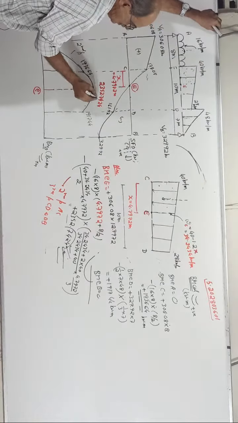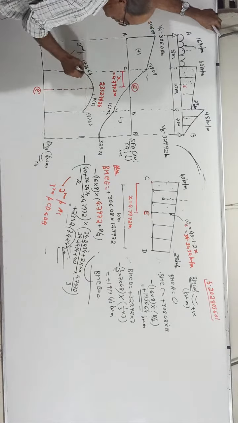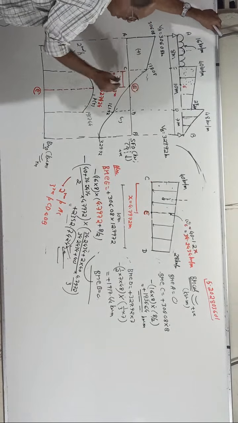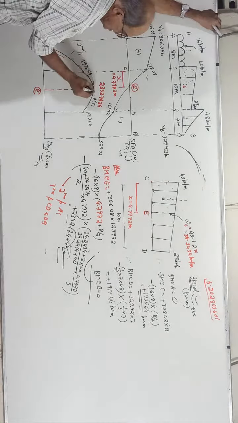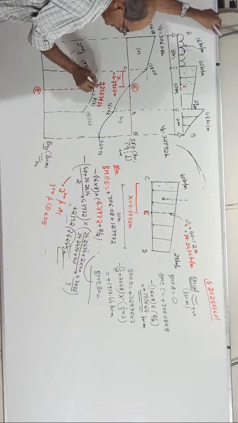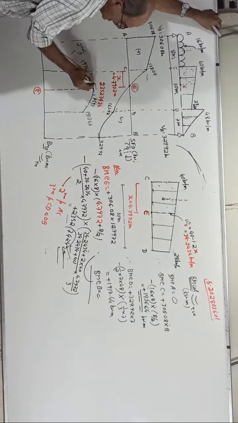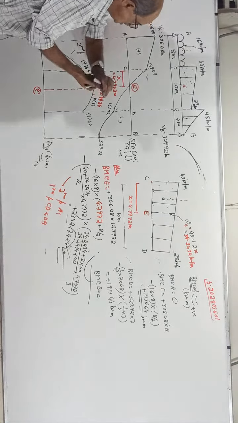This is a parabola of 3rd degree from here to here, with the highest value here, where the shear force is 0. So if you draw a tangent here, the slope should be 0. By marking the tangent here, you can make out the slope is 0.